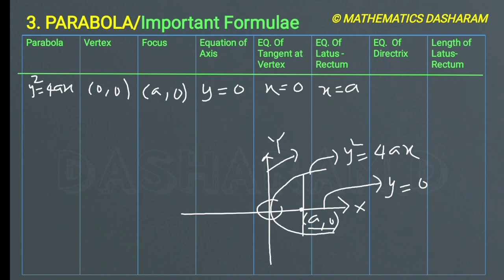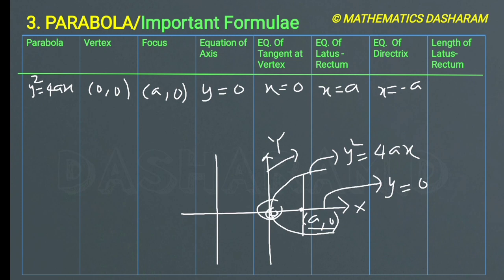Next, equation of directrix. First of all, directrix means what? Fixed line. The fixed line should be in the negative direction of the x-axis. So this is a fixed line, that is the directrix. So the equation of the directrix is what? Here, vertex right side positive numbers, vertex left side all negative numbers. So x equals to minus a is the equation of the directrix.